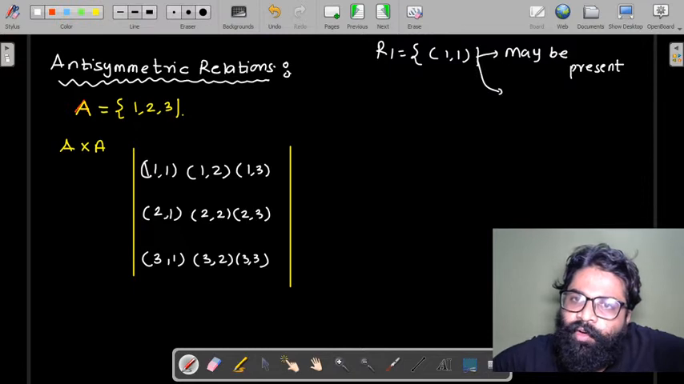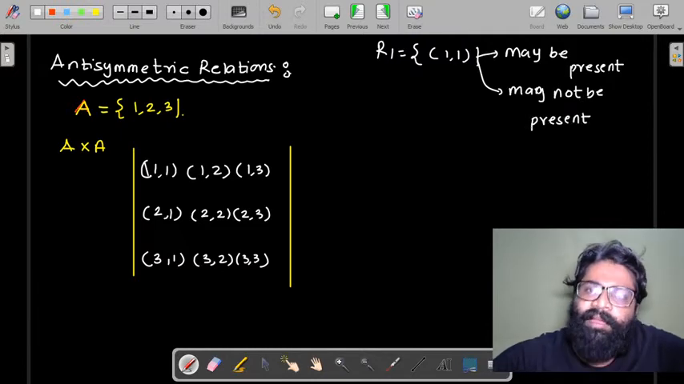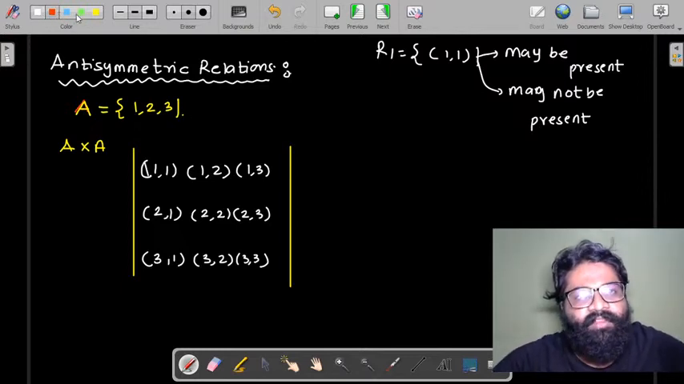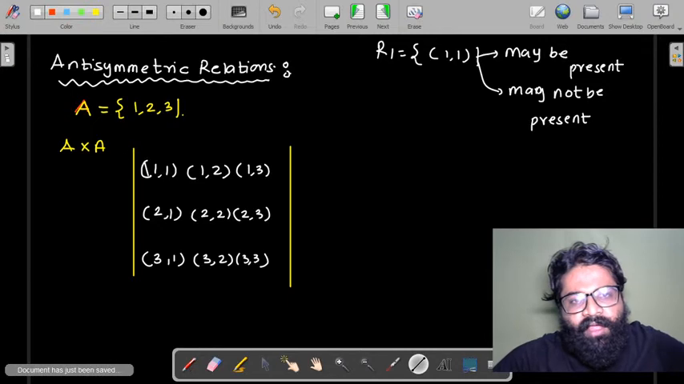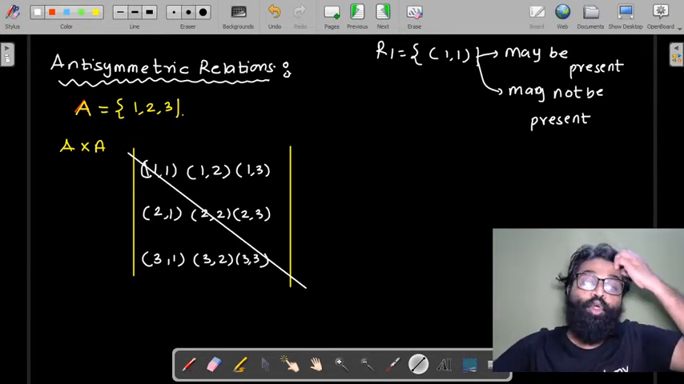इससे कोई इफेक्ट नहीं हो रहा है. May not be present, may not be present, okay. So same element may be present, may not be present. So how many possibilities will these diagonal elements have? You will have two possibilities.